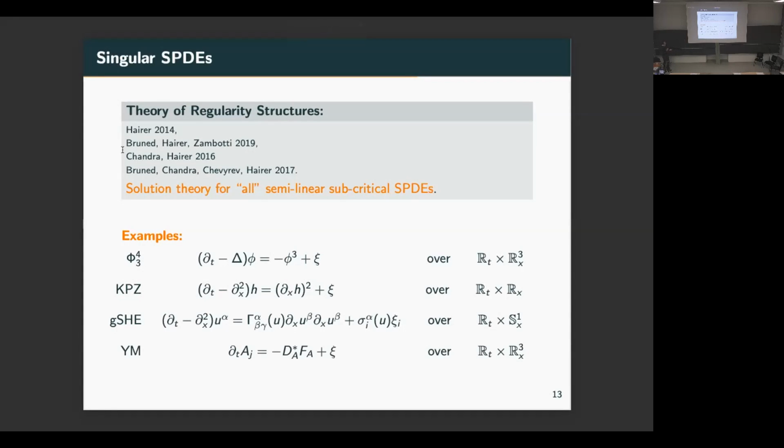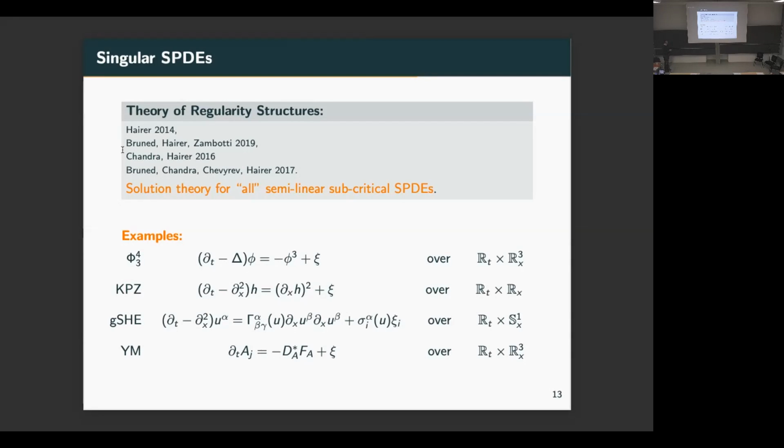And then more recently, the stochastic Yang-Mills flow, which again Martin has worked on in the last few years and got results. I put the 3 here. So this is also a paper on the 2D case, but there's also the 3D Yang-Mills flow where these dynamics have been constructed.